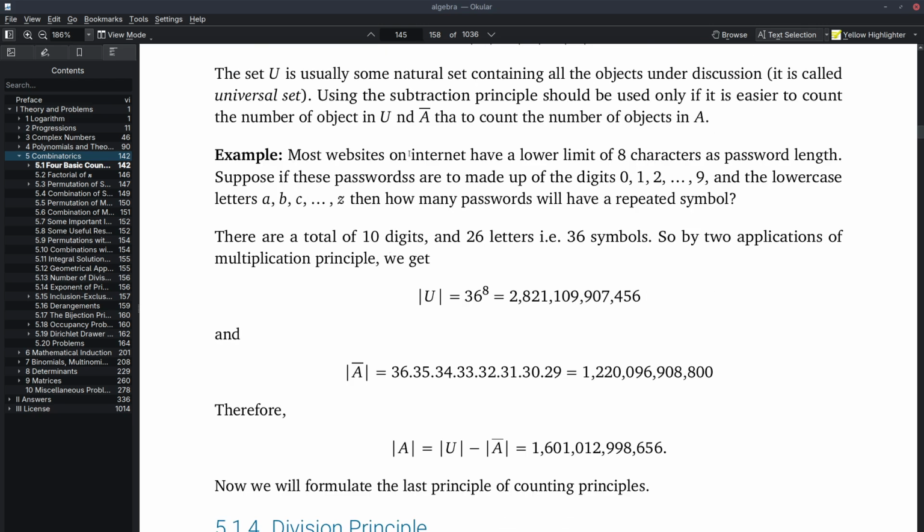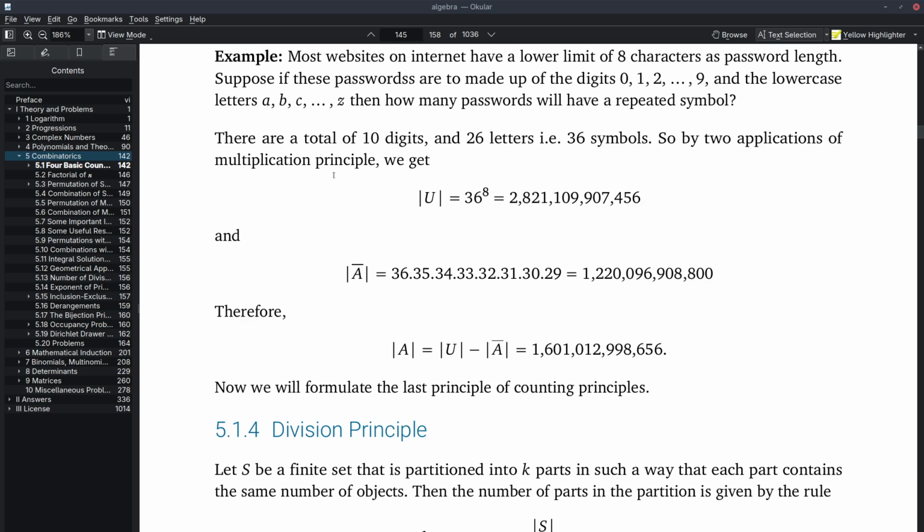Example: most websites on the internet have a lower limit of 8 characters as password length. Suppose these passwords are made up of digits 0 through 9 and lowercase letters a through z, then how many passwords will have a repeated symbol? So there are a total of 10 digits, 26 letters and 36 symbols. By applying the multiplication principle, the size of the universal set is 36 to the power 8. That's quite a big number.